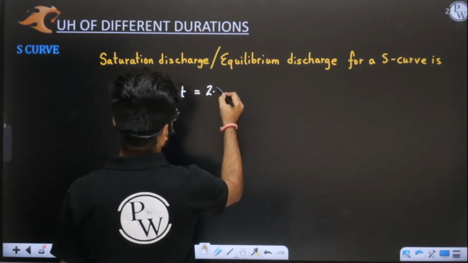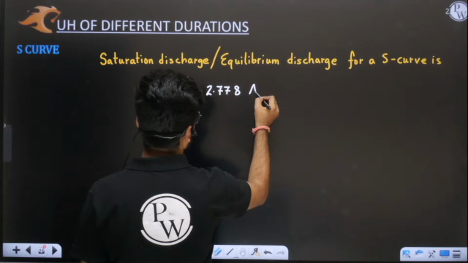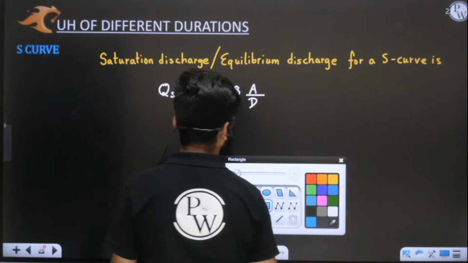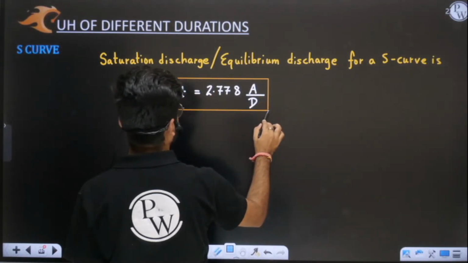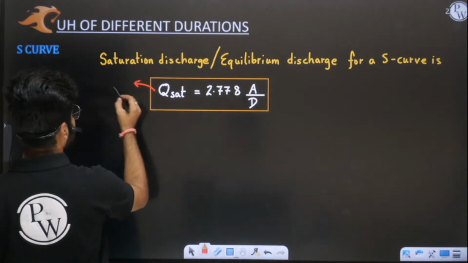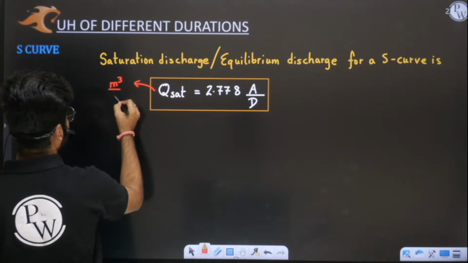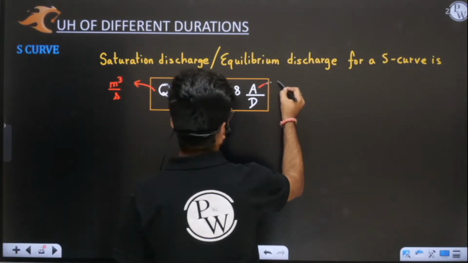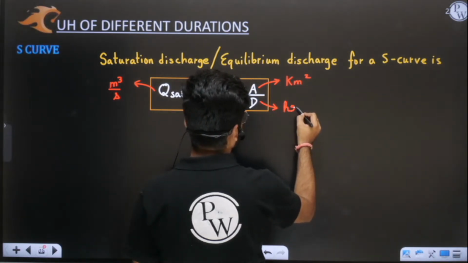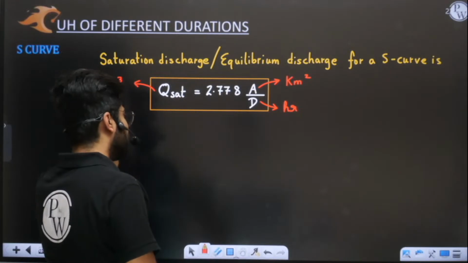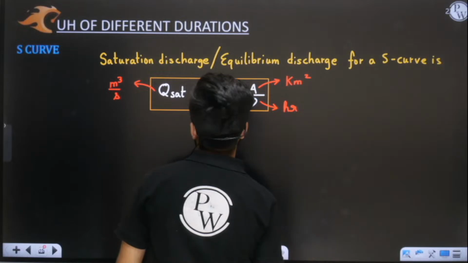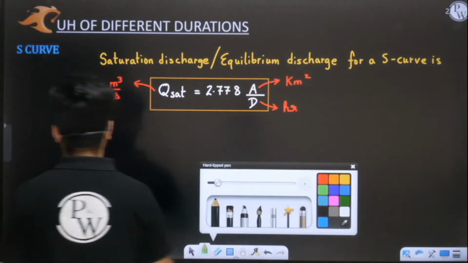It will be 2.778 A by D. Okay, this is the main formula in which I will get the value of discharge in meter cube per second. The area is given to me in kilometer square, and the duration is given to me in hours. I can remember this formula, or I can do one more thing. Let us have one question here, with the help of which we'll understand beautifully.